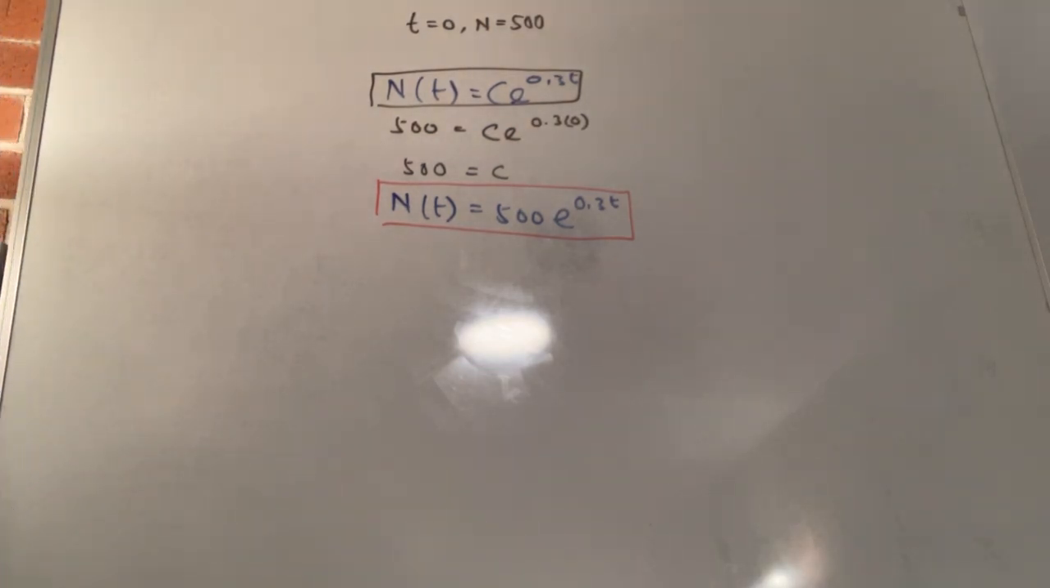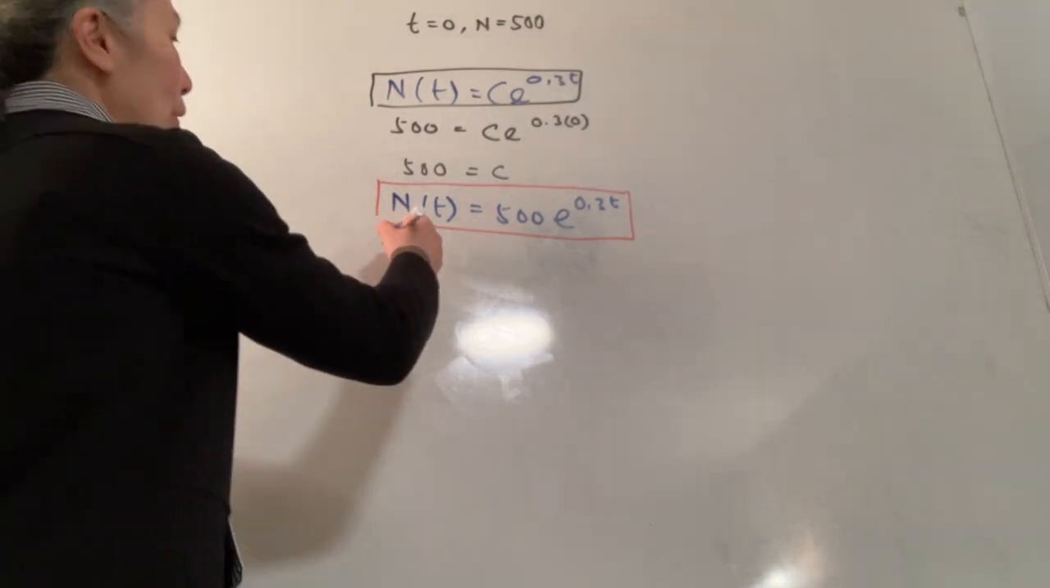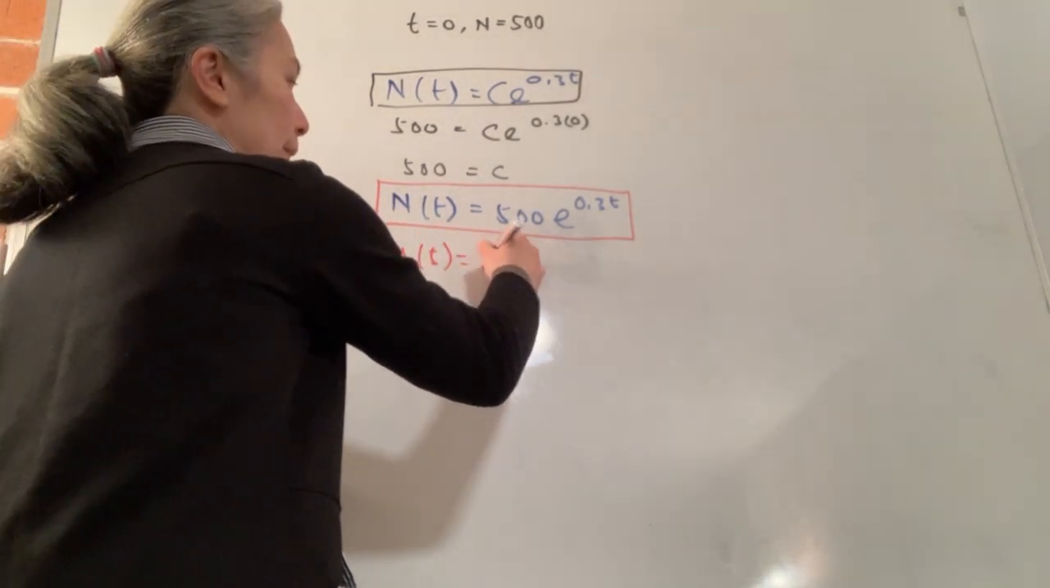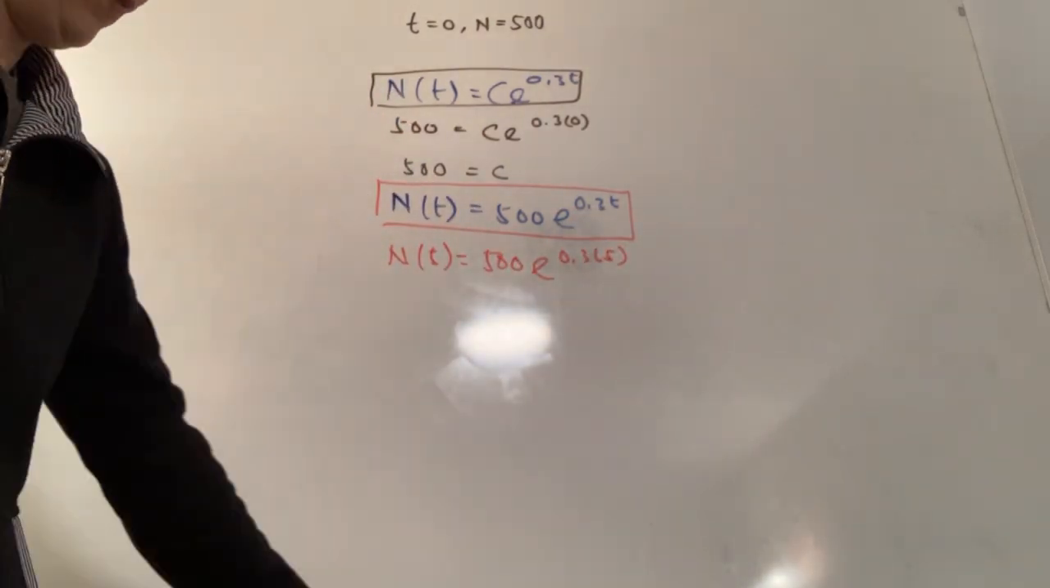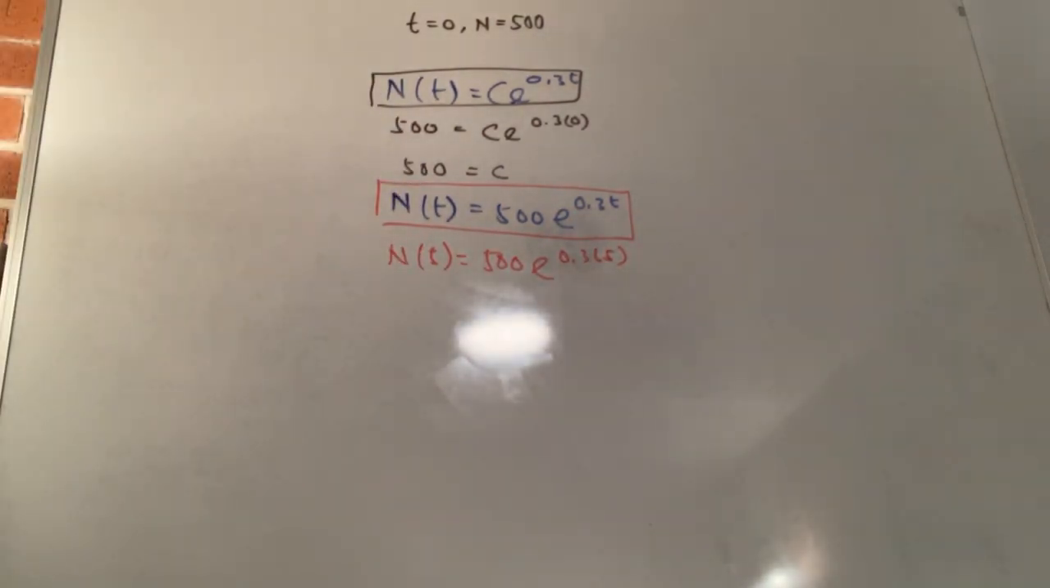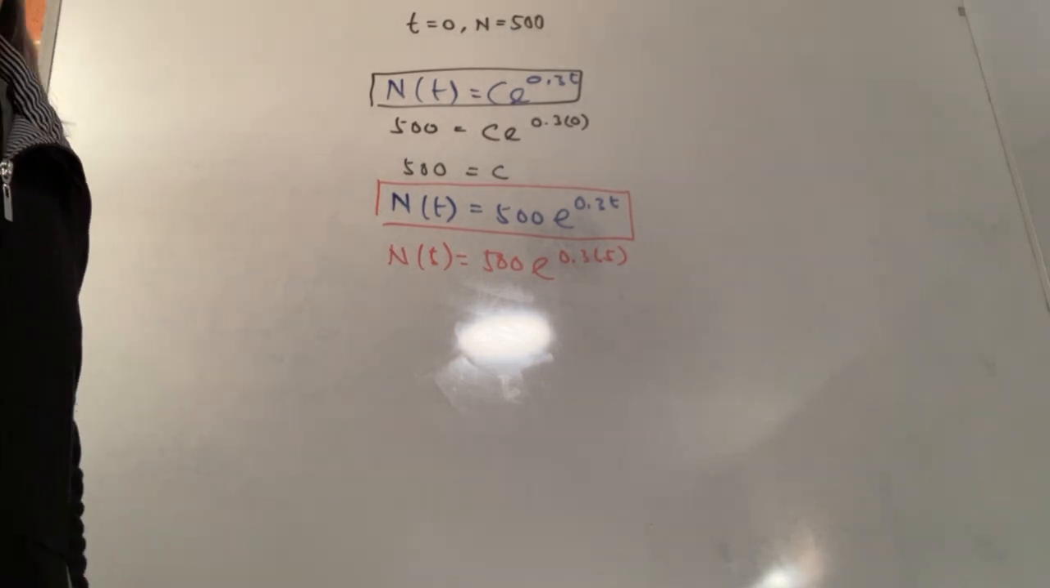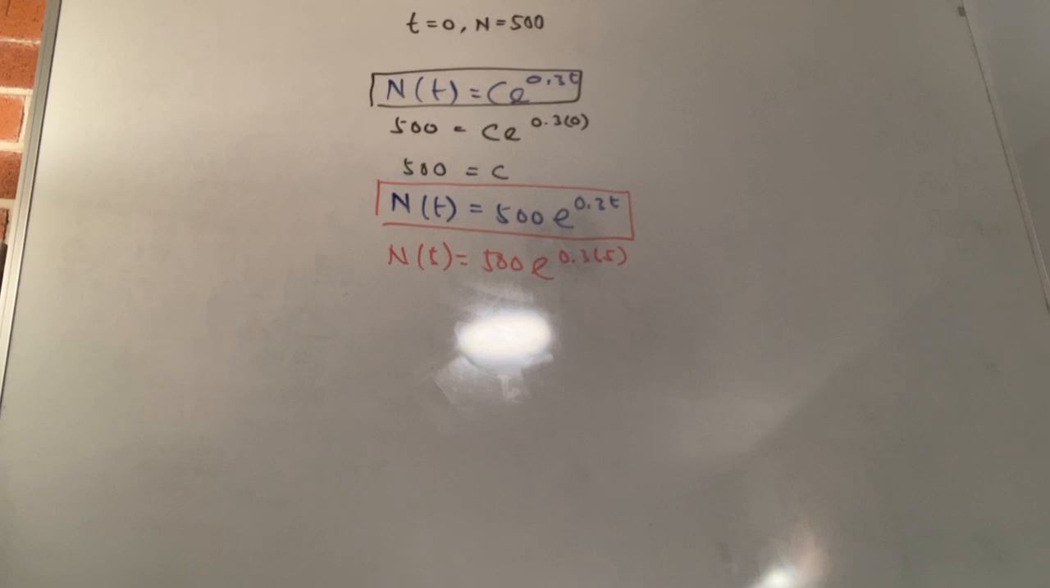So question A is asking you to find the number of bacteria after 5 minutes. So you sub in t equal to 5. That's it, that's what you need to do. N of 5, sub it in and put it in the calculator. 500 times e to the power of 0.3 times 5. Because it's talking about bacteria, you round your answer. Round up or round down, to whatever decimal, it doesn't matter.